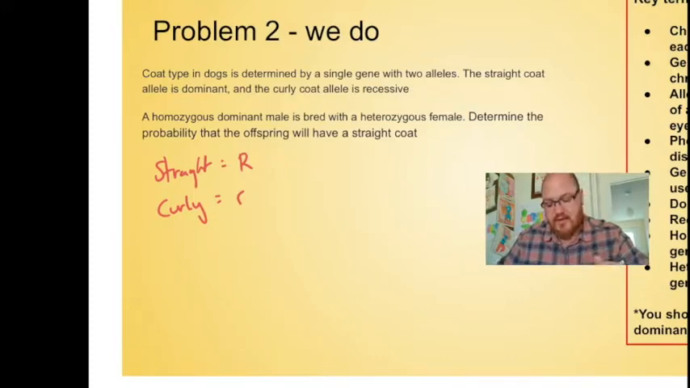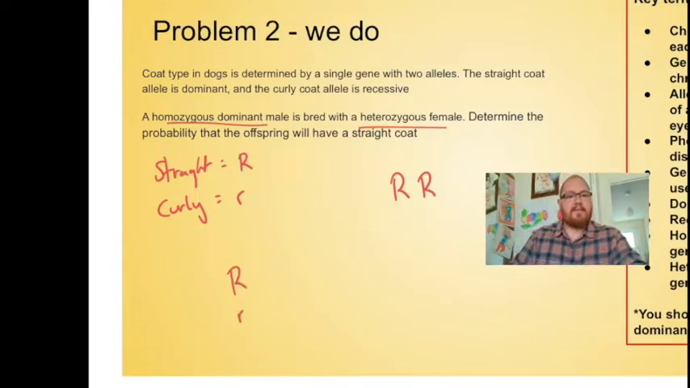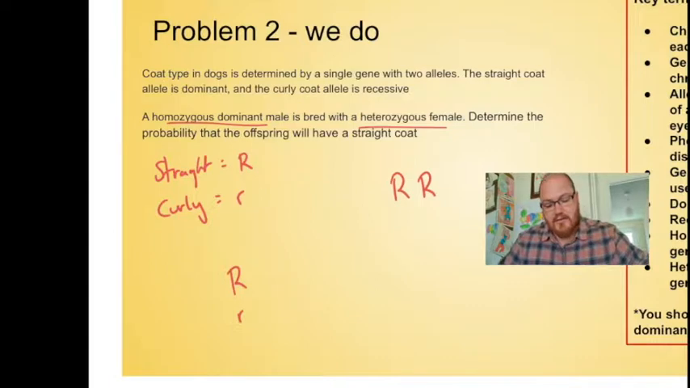Now, let's see what combinations I've got. I've got a homozygous dominant male. So I'm going to put him up the top. He's homozygous dominant, so he's R, two capital letters, homozygous the same. And I've got a heterozygous female. I've got an R, little r. Heterozygous, different. Let's do my cross.